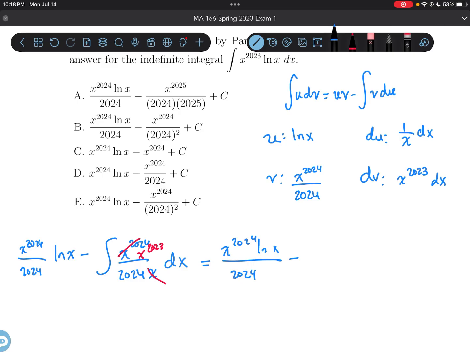And again, we just use the reverse power rule, and using the reverse power rule, the antiderivative is x to the power of 2024 over 2024 squared. And last, we just need a plus c. So this means that the answer to question number 9 is B.